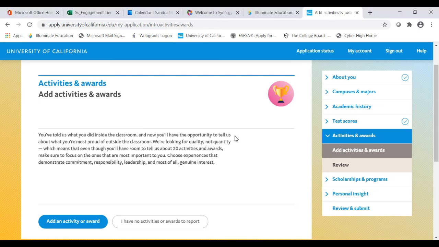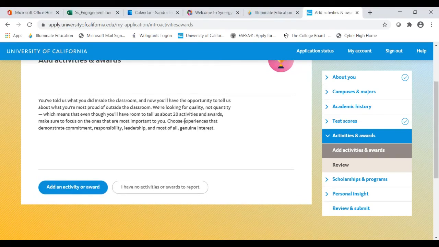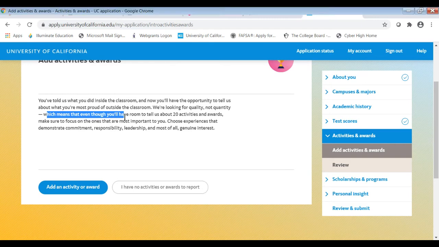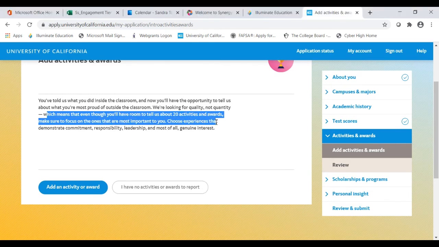So here is your opportunity to tell them what you're most proud of outside of the classroom, things you're involved in. Make sure you include everything, not just what you think they want to know. Tell us about any activity you've been involved in. Even though you'll have room to tell us about 20 activities and awards, make sure to focus on the ones that are most important to you. Choose experiences that demonstrate commitment, responsibility, leadership, and most of all, genuine interest.